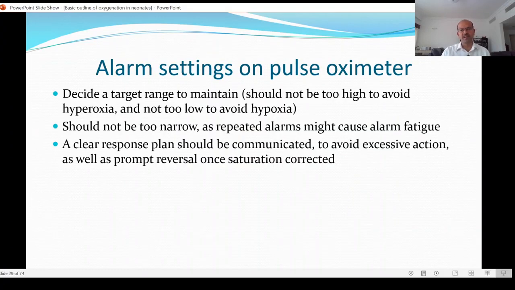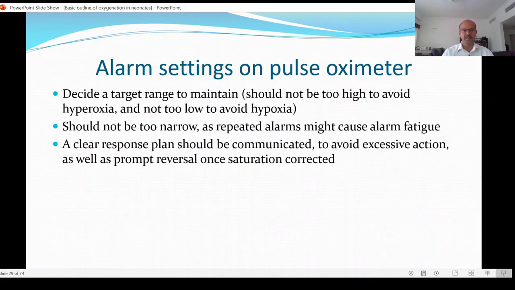So we do have alarm settings on the pulse oximeter, and we should be careful about how we set the alarms, and we should decide a target range to maintain. It should not be too high to avoid hyperoxia. It should not be too low to avoid hypoxia. So your alarm settings are going to be a different range from your target saturation. Usually the lower limit is 3 to 4 lower than your set target range, and the upper limit will be 1 or 2 higher than the set target range.